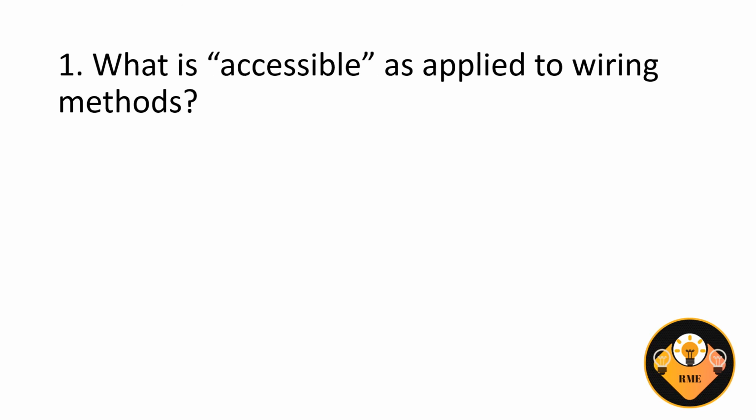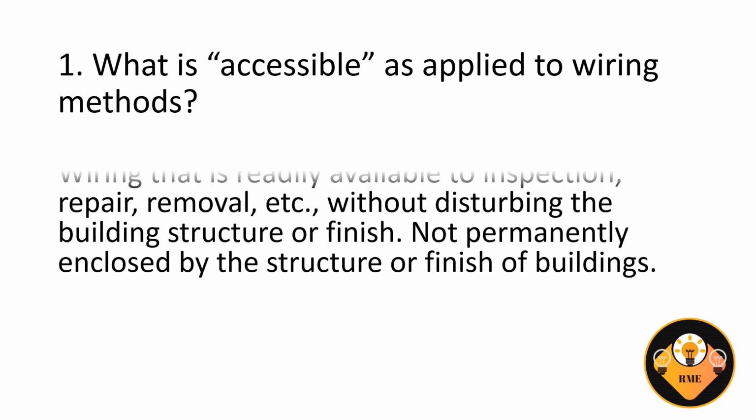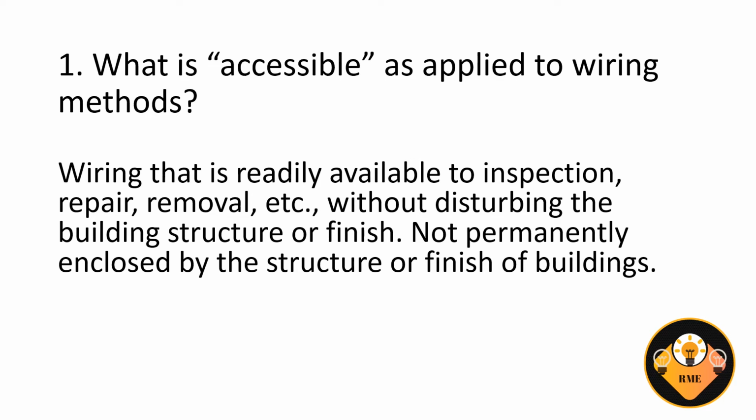Number 1. What is accessible as applied to wiring methods? Wiring that is readily available to inspection, repair, removal, etc., without disturbing the building structure or finish. Not permanently enclosed by the structure or finish of buildings.